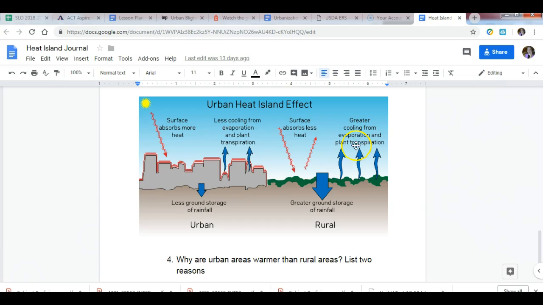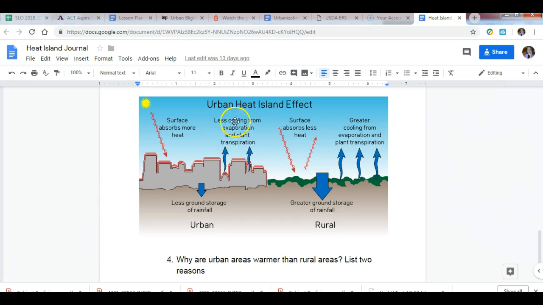So think about pavement. We talked about albedo, the percentage of sunlight that's reflected, okay? So a high albedo would be snow. Well, pavement has a really low albedo, and it absorbs most of the sunlight that hits it. Because there's a lot of pavement and a lot of buildings and structures, a lot of that heat's being absorbed rather than reflected, okay?